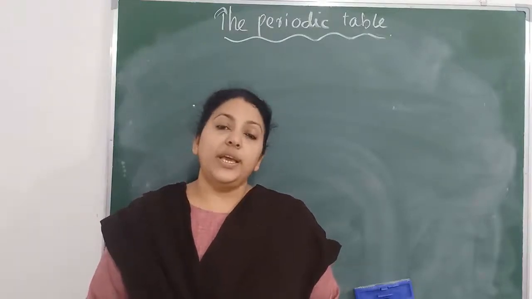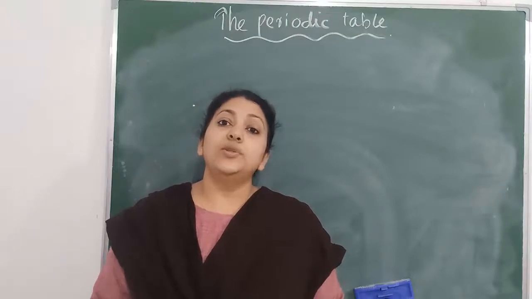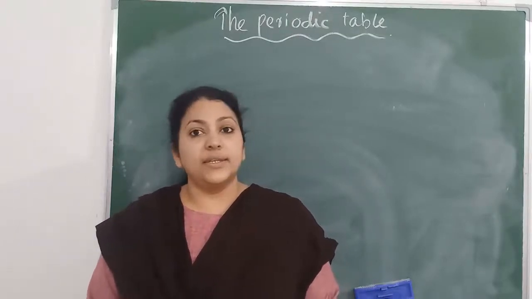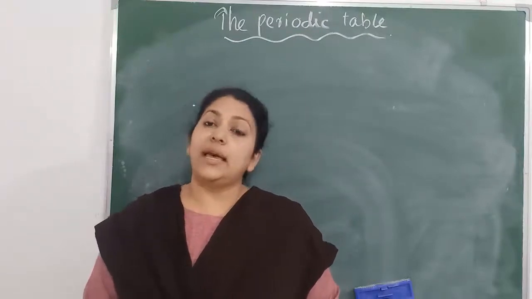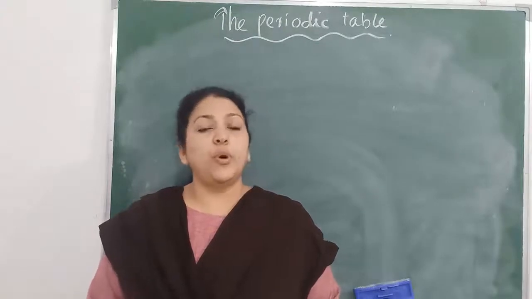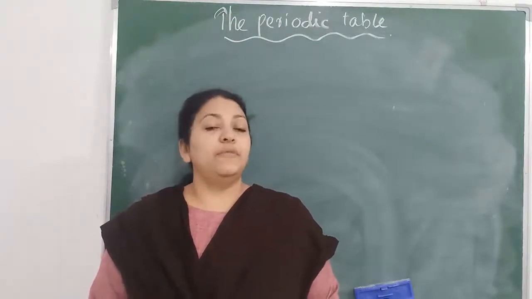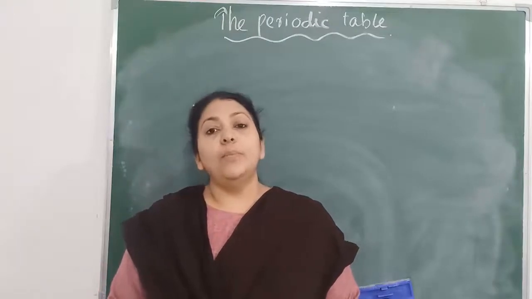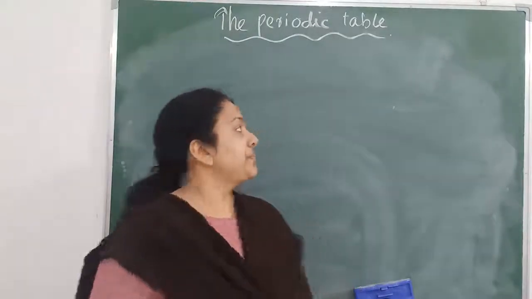Alright. So today again we are going to discuss two more properties. They are metallic character and non-metallic character. How these two properties change from top to bottom in a group and from left to right across a period. Okay. So let's move to metallic nature.